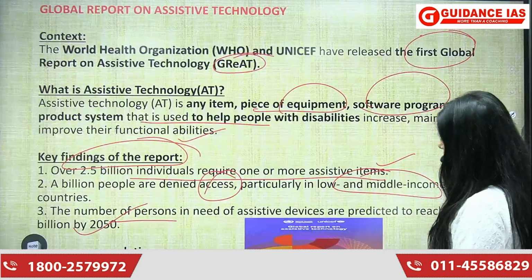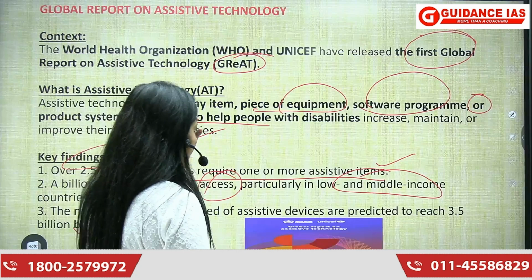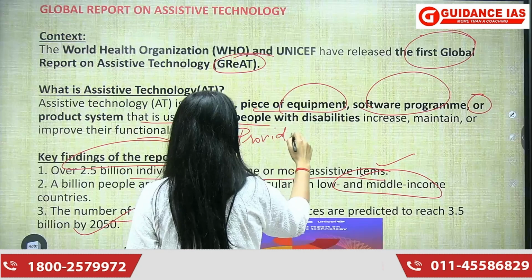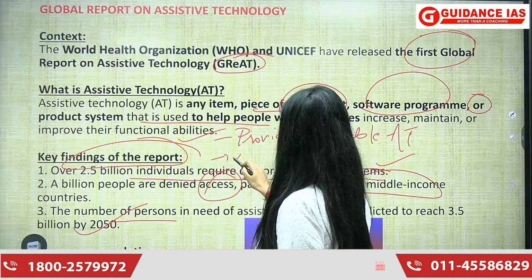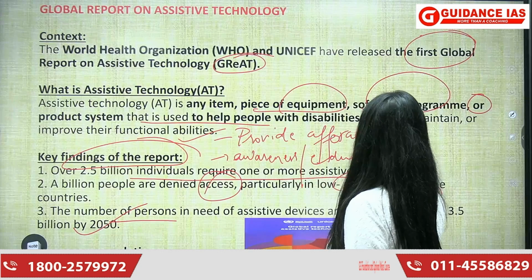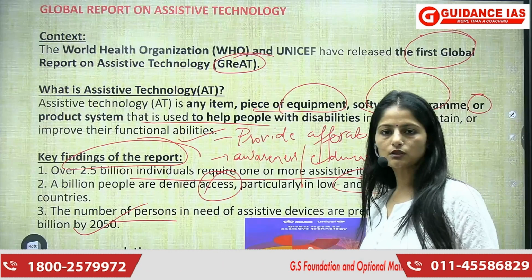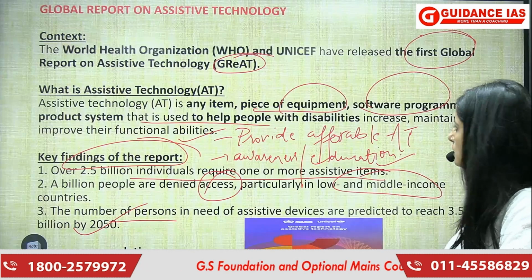Key recommendations ki agar hum baat kare, so key recommendations wahi hai that we must provide affordable assistive technology. Hame AT provide karna chahiye. Along with this, awareness and education is also the need of the hour when we talk about the disabilities pertaining to the older people. So uski bhi zarurat hai in the younger generation especially, so that they can help at their best level.